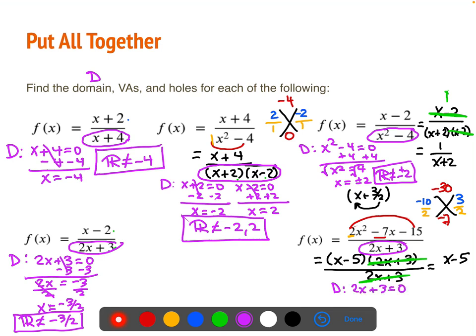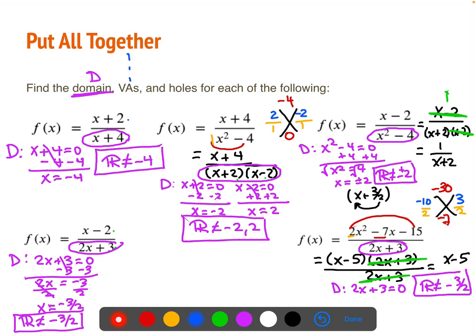Here I'm going to set the bottom equal to 0 for his domain. 2x plus 3 equals 0. And I'm going to cheat because we just did 2x plus 3 equals 0. And so that means that it's all real numbers except -3/2. Okay, so now I found everybody's domain, all 5 problems.